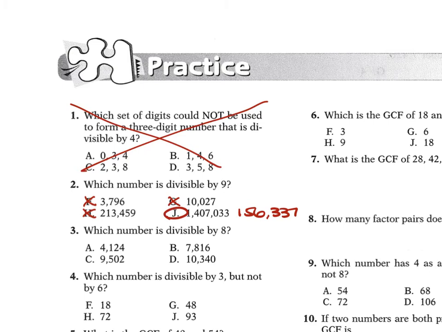For 3, it asks which number is divisible by 8. So we're doing the same thing. So for A, we have 4,124 divided by 8 gives us 515.5. That one does not work. For B, we have 7,816 divided by 8. We get 977. So that one works.